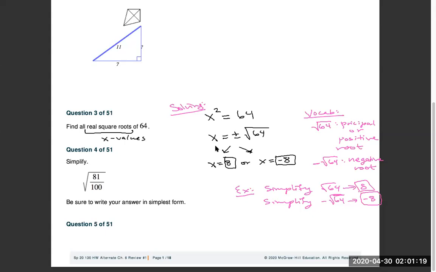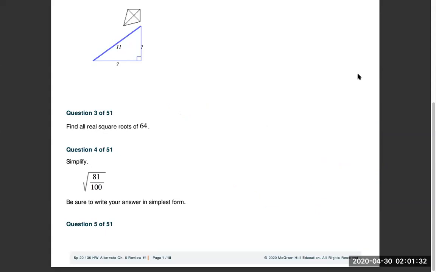If you need to take a picture or something, if you want to, I'm going to go ahead and clear this out and move to number 4. Okay, for number 4, you're asked to simplify square root 81 over 100.